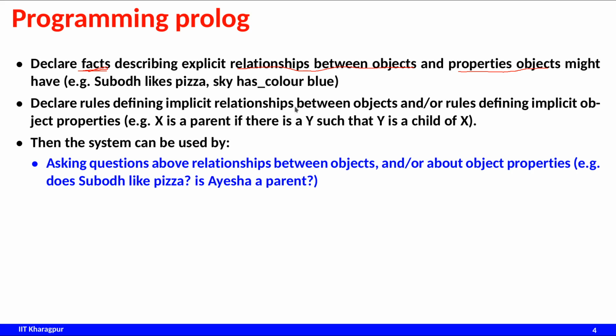And once we have this, the system can be used by asking a question about the relationship between objects or about object properties, like does Shubhat like pizza, or is Aisa a parent? These kinds of queries that we have seen in predicate logic, we can do similarly here.